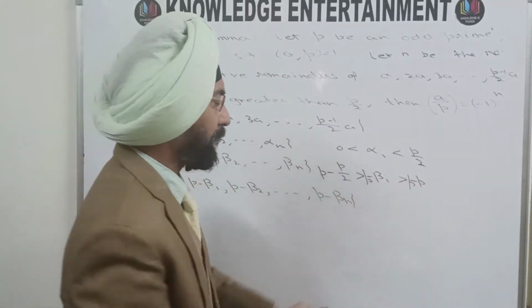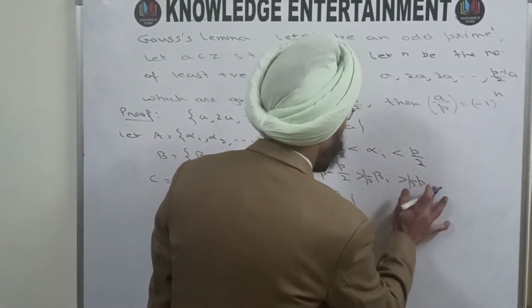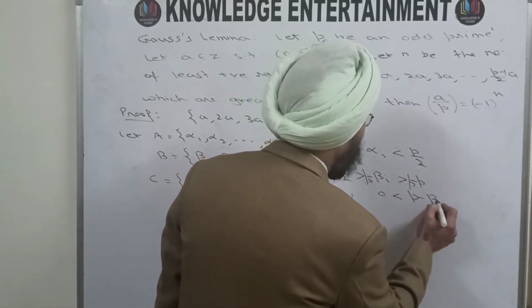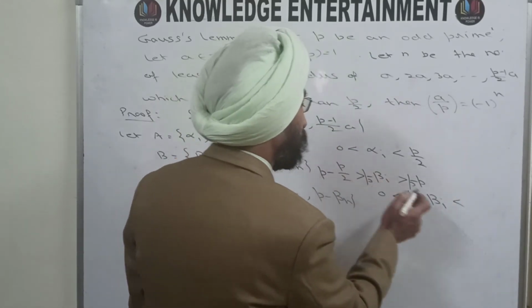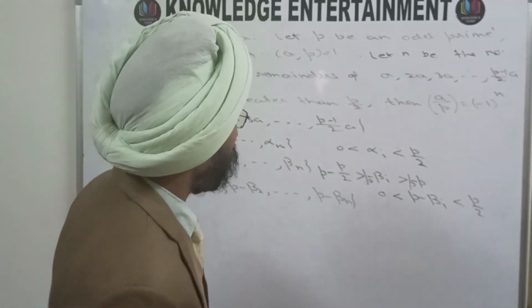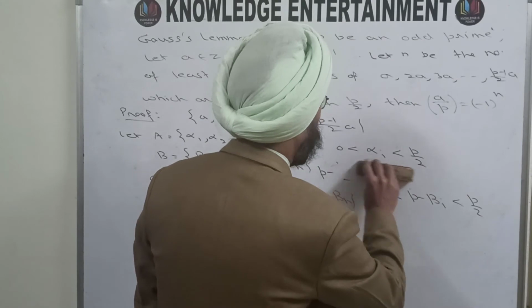So P minus P is 0. So first write down 0 is less than P minus beta i's is less than P minus P by 2, which is P by 2. Okay, so I'm rubbing this line now from here.